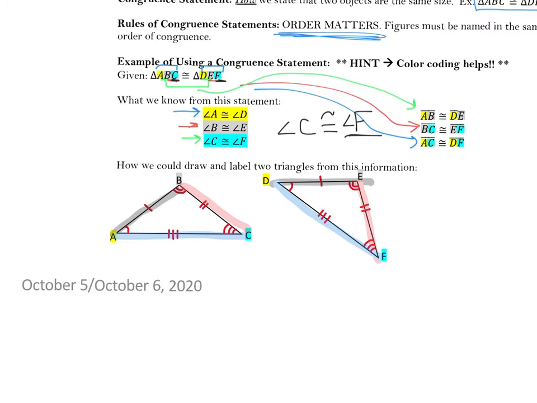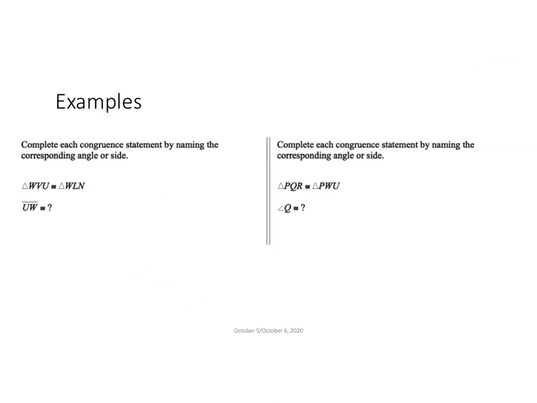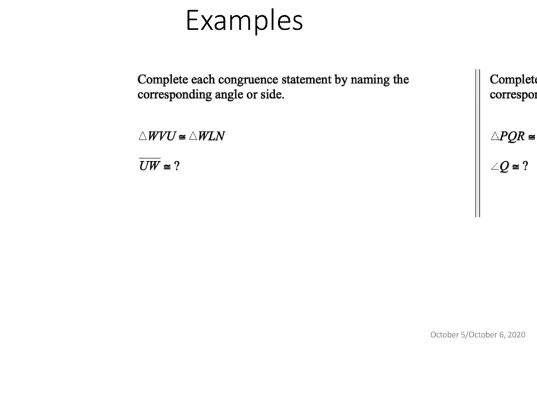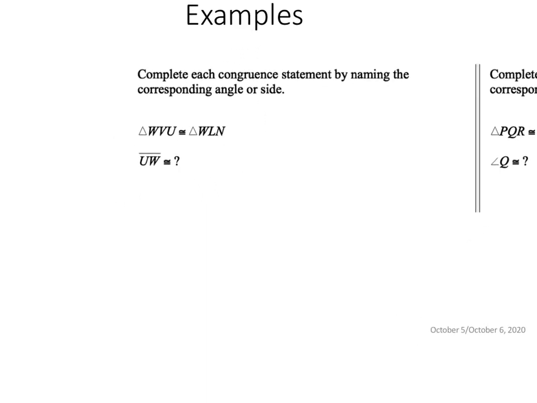So again, this is going to come from the congruence statement, or we could write a congruence statement from this picture. So we're going to do a little more practice with these different things that we just talked about. Let's take a look at this first example here. It says complete each congruence statement by naming the corresponding angle or side. So corresponding means what matches up. So the thing in the same order.